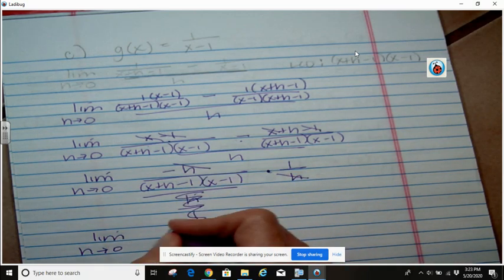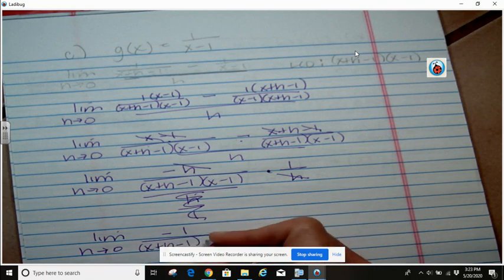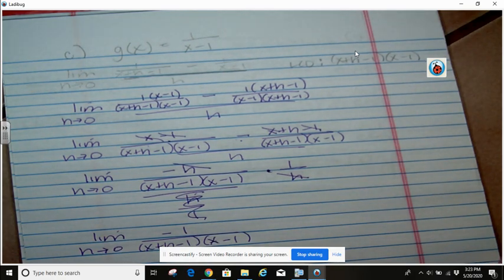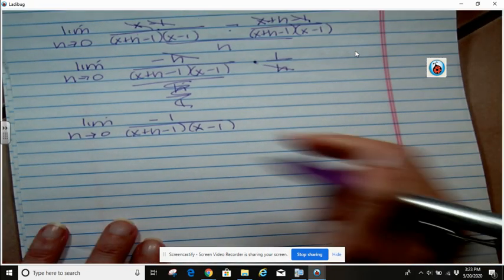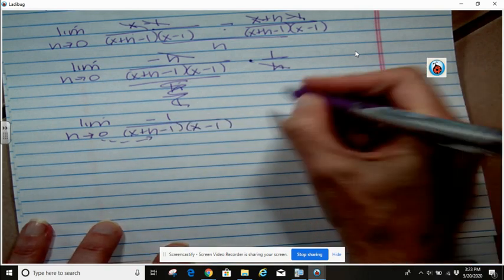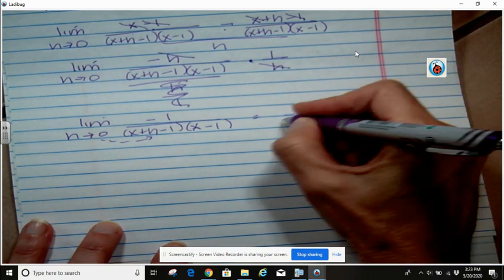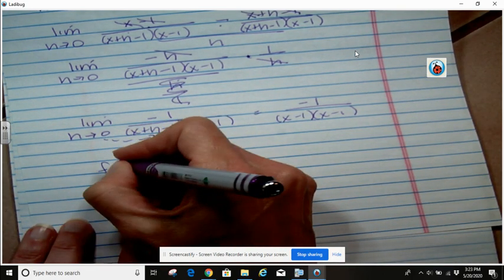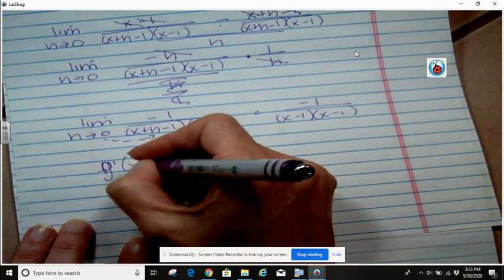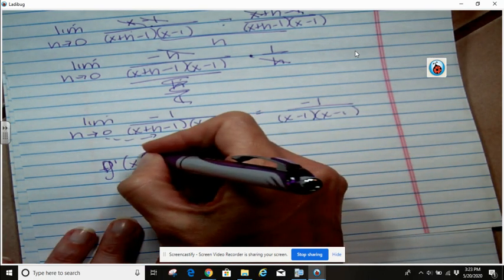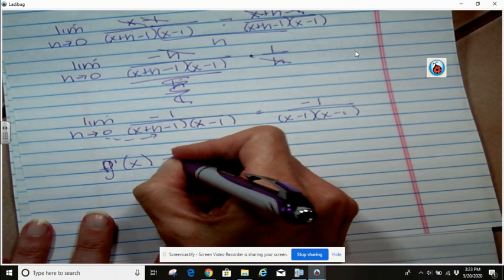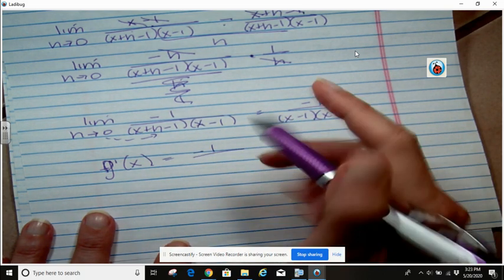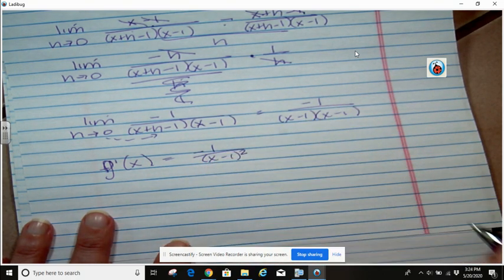Okay, so I have negative 1 over the LCD. Yeah, the h in the denominator is pretty important. Now I can find the limit as h approaches 0 by just substituting that 0 in here, which is going to give me negative 1 over x minus 1 times x minus 1. So the derivative of this, which is g of x, not that that's super important, would be negative 1 over x minus 1 quantity squared.